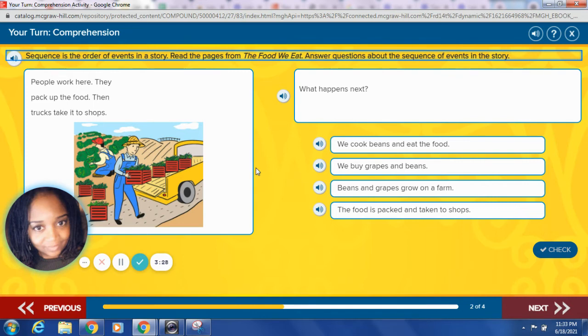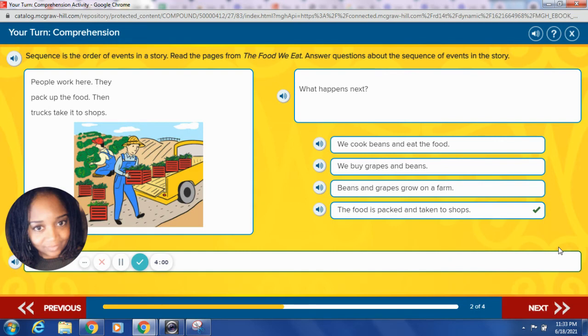So let's see. Remember, you can always go back into our part of the story to find out what happens next. So it says, we cook beans and eat the food. Doesn't talk about beans and eating the food. We buy grapes and beans. People work here. They pack the food. Then trucks take it to shops. Nope, I don't think that's either. Third choice, beans and grapes grow on a farm. Nope, we're not talking about that either. The food is packed and taken to shops. Let's check it. People work here. They pack up the food. Then trucks take it to shops. Sounds like the last choice is the best. Let's click it. You agree? Fantastic. Good job. All right, let's do the next one.